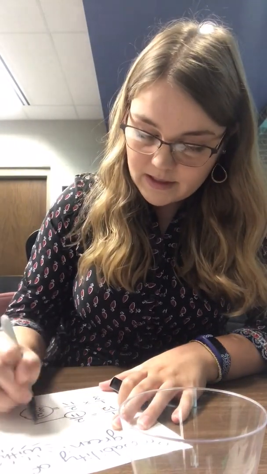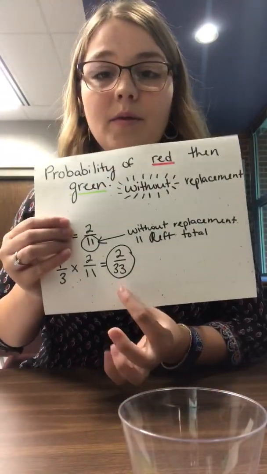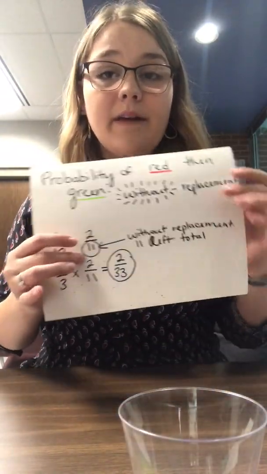Okay, so I'm going to explain to you again why there's only 11 on the bottom fraction. It was without replacement, so now there are 11 left total in the container, and that is why on the bottom of the fractions we put 11 for the second one. Okay, now I'm going to put these back in there.